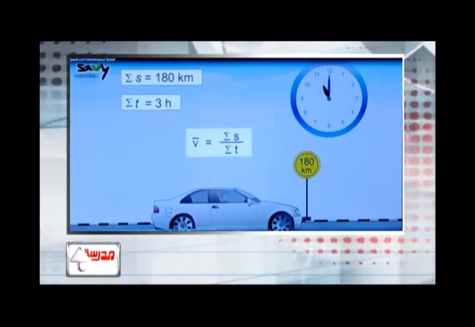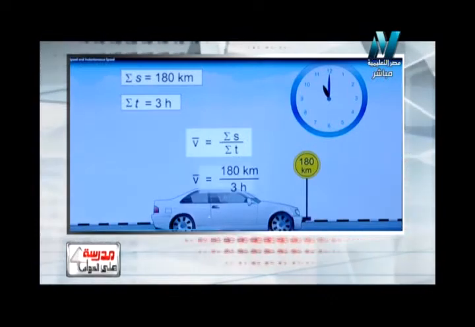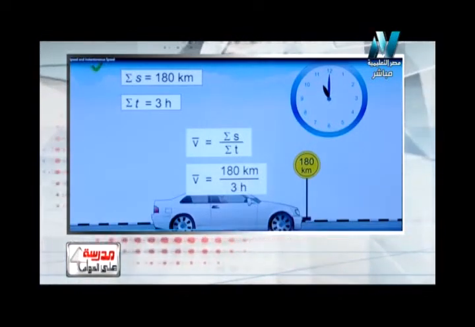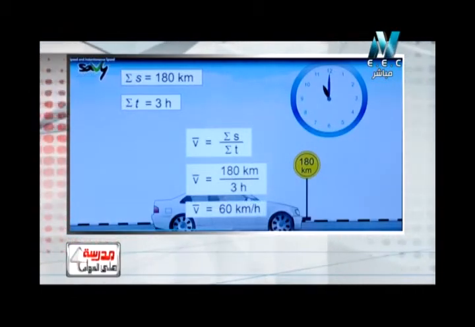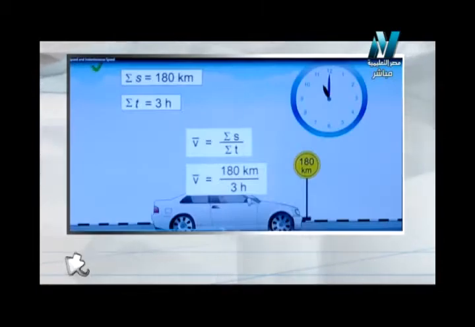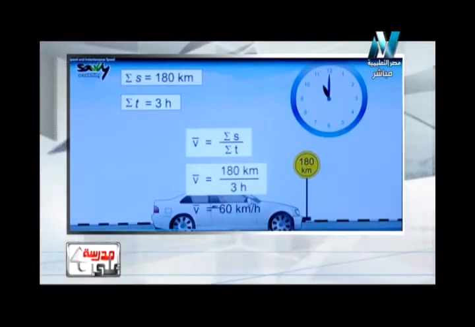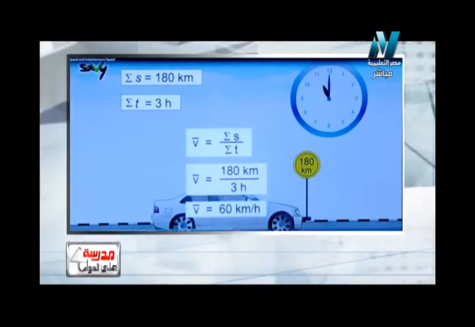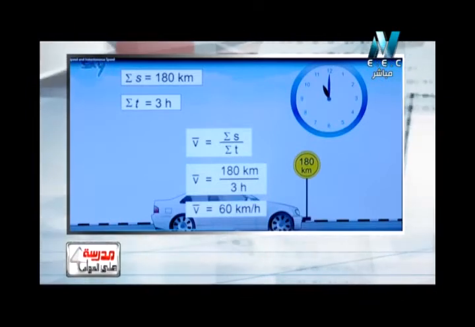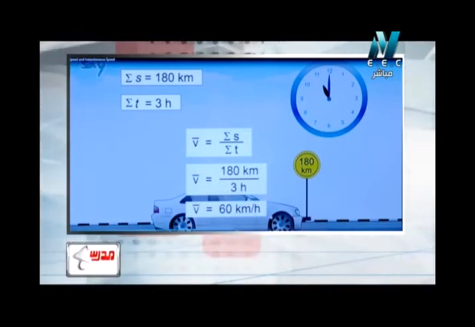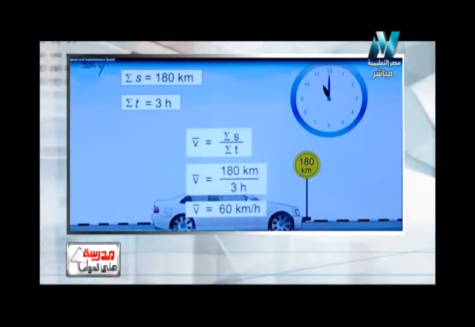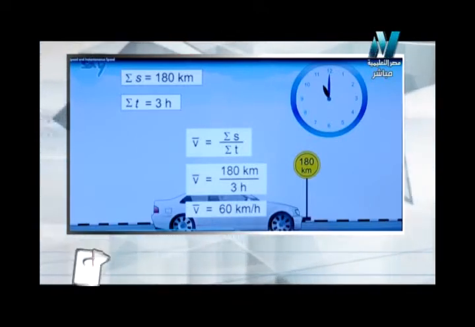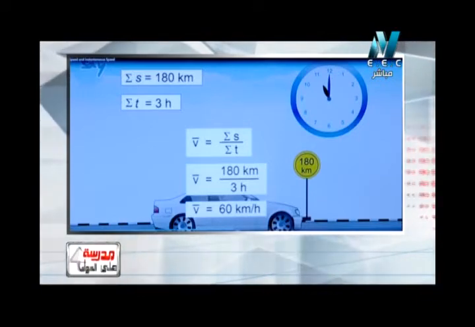So what do we calculate here? We calculate average speed as 100 kilometers over 3 hours. So we can calculate the average speed, as we see again: average speed equals total distance covered over total time taken, equals 60 kilometers per hour. So, dear students, we now know how we can deal with average speed as a definition and as a mathematical law.